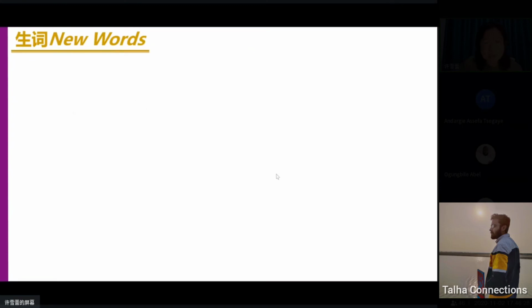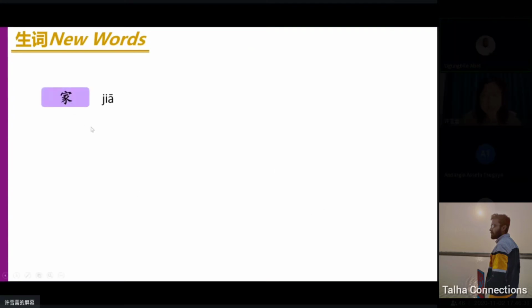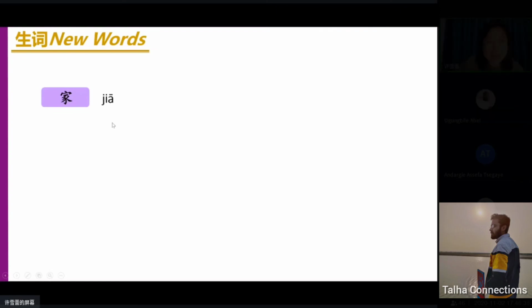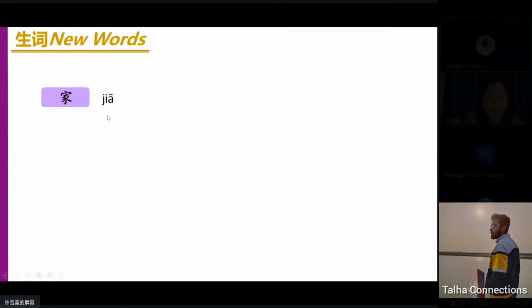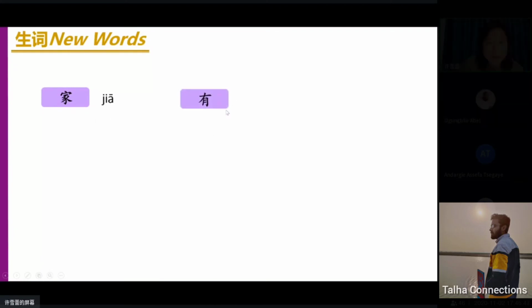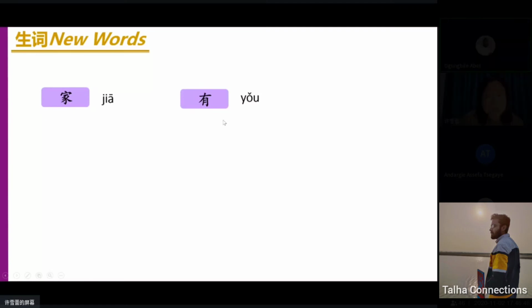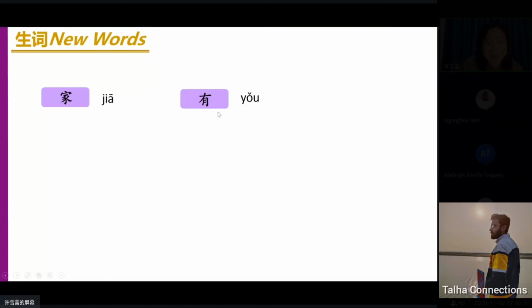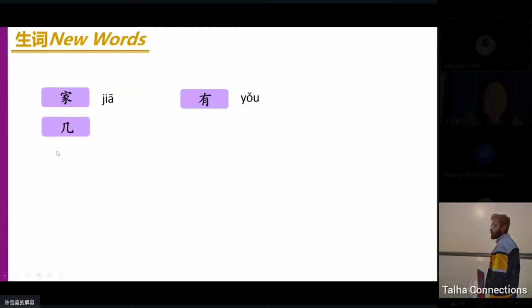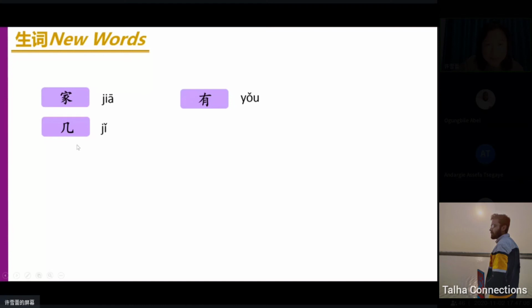Now let's turn to some new words. 家, remember? 跟我读, read after me. 家. Now here comes a very important one. 有. 家 is home, family. 有 is have, to have, or to own. All right. Next one. 几.